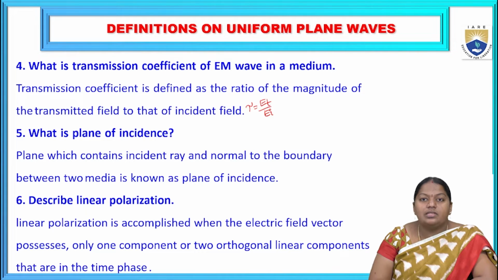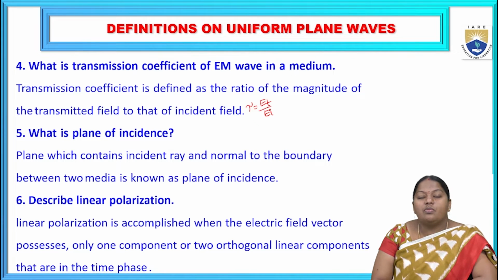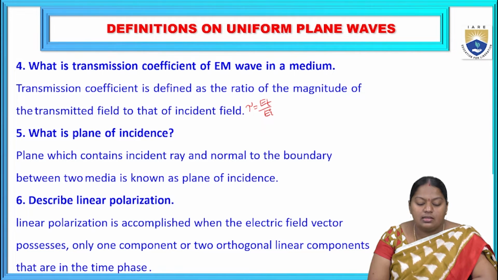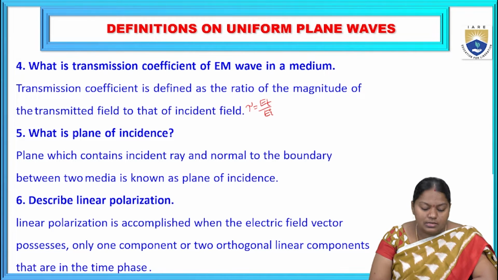There are two types of incidence, depending upon how the incident wave strikes the boundary: normal incidence and oblique incidence. When the incident wave touches the boundary normally, it is known as normal incidence. When it touches obliquely, meaning the angle is less than 90 degrees, the type of incidence is said to be oblique incidence.